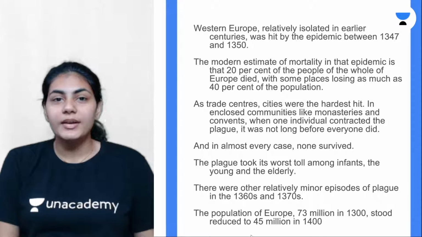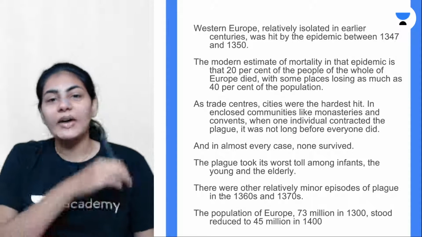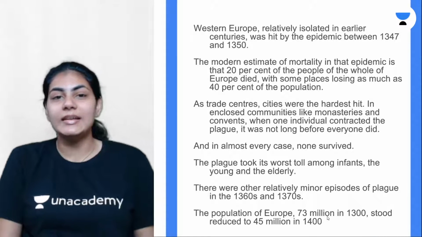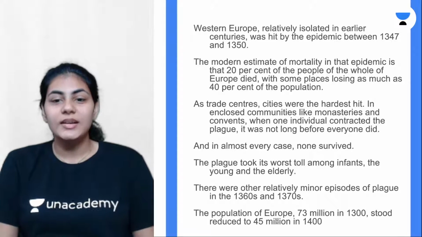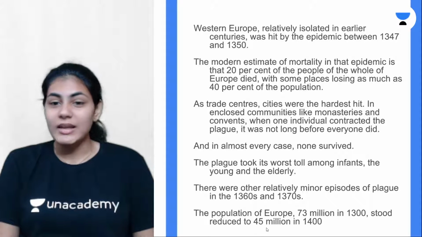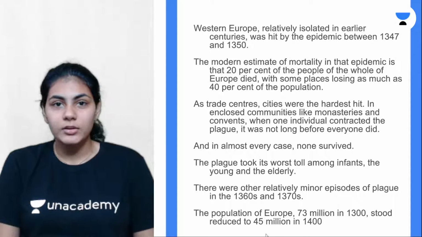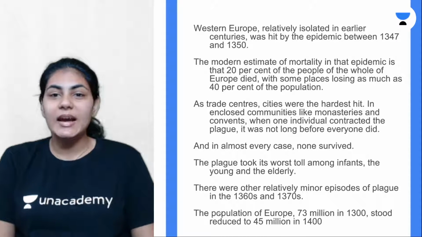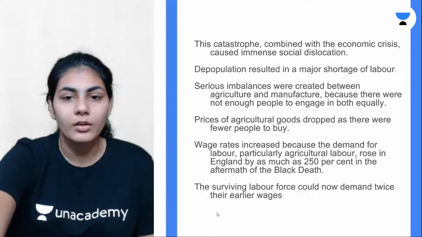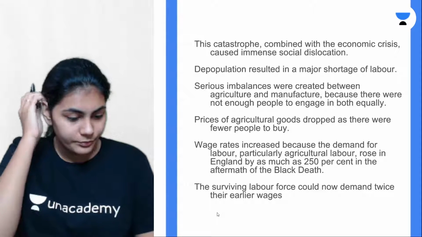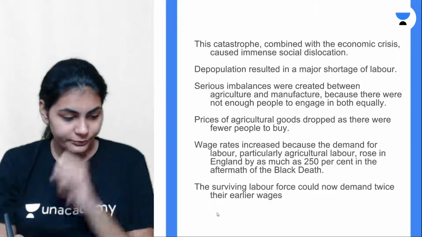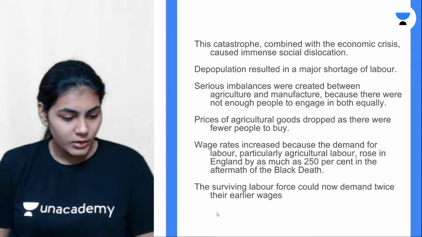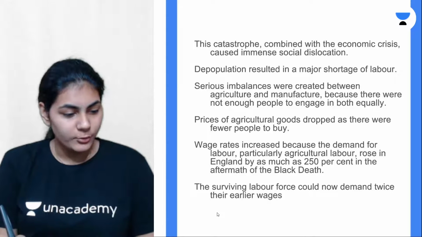Now, to give you a rough estimate of what the population of Europe was after the epidemic hit them, you'll be surprised by the numbers. It was almost 73 million in 1300 AD. Within a century, it dropped down to almost 45 million. That's like one third of the population totally wiped out. So that's huge. Just by looking at the rough estimates of these figures, you should get an idea of how deadly the epidemic was. Okay, any questions till here, guys? I don't see any questions, therefore I'll move forward.